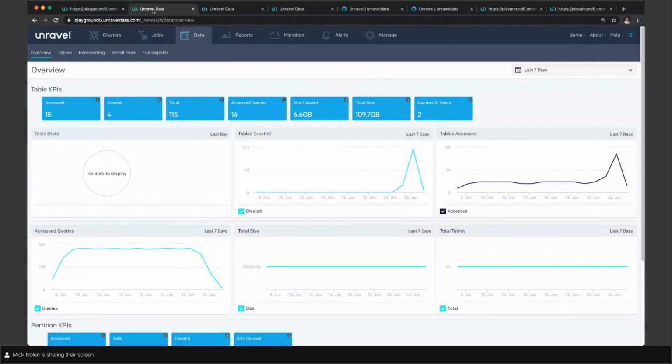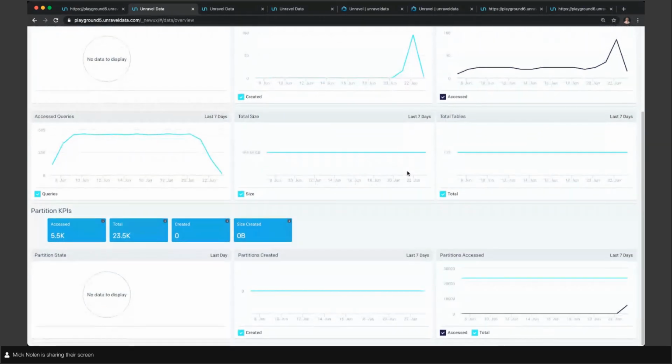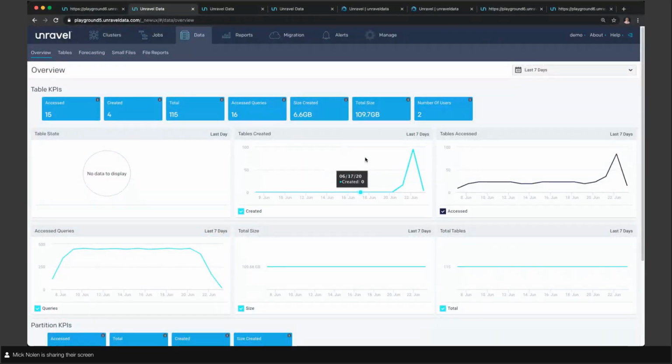And we have a notion in the product here of understanding hot, cold, and warm, which I'll get into in a minute. And we'll talk about how that data can be used to make that decision. So I need to see, with my data, what's getting used, when is it getting used, and how much of it do I need to move over. So seeing that from an overview level is something that we provide.